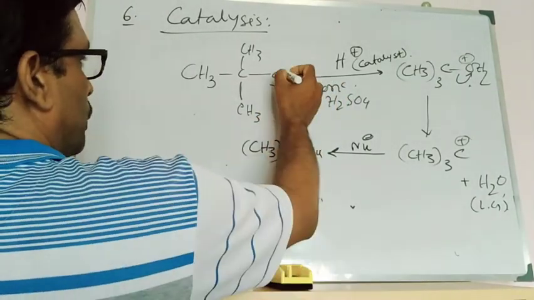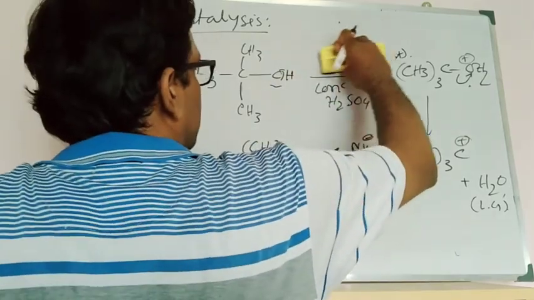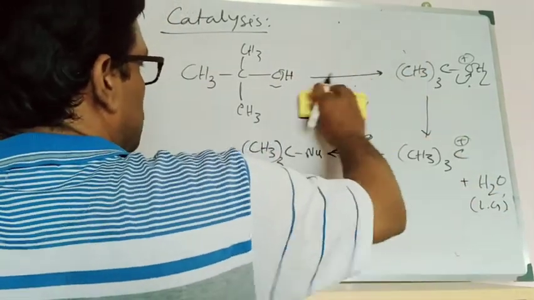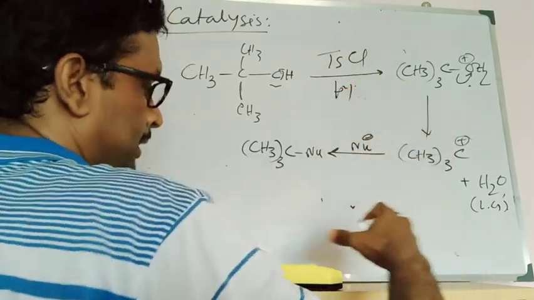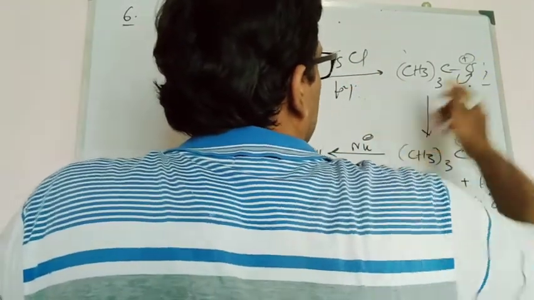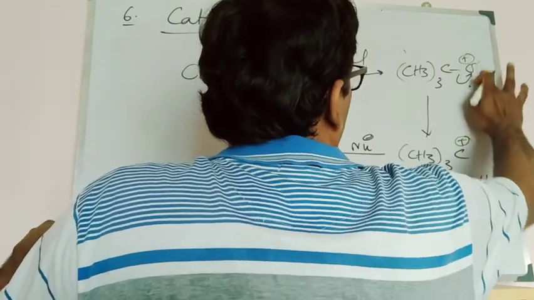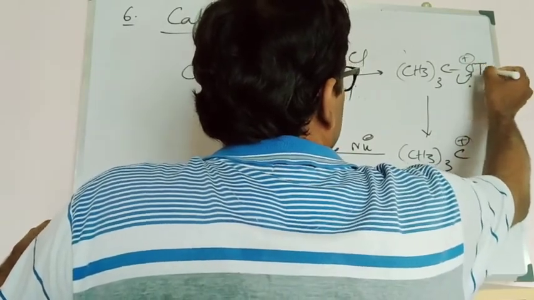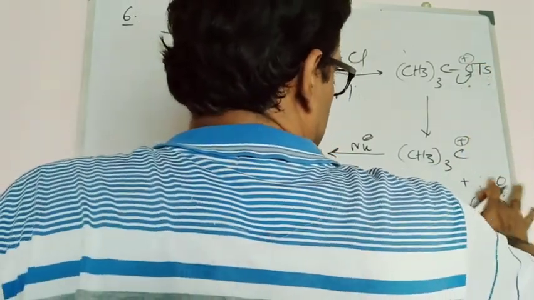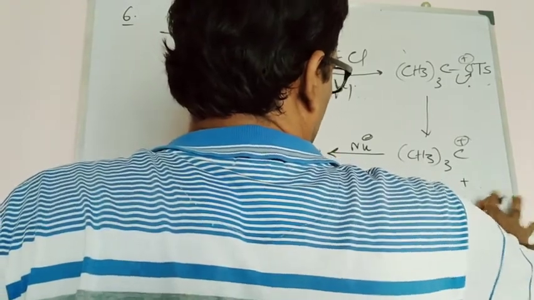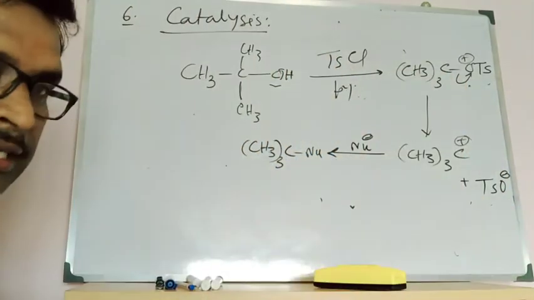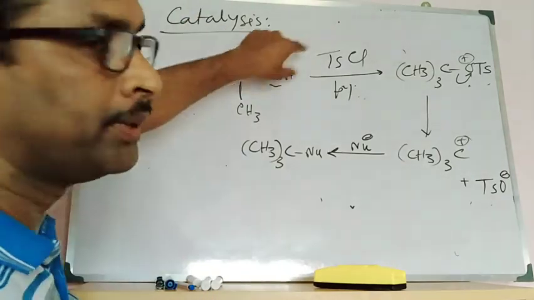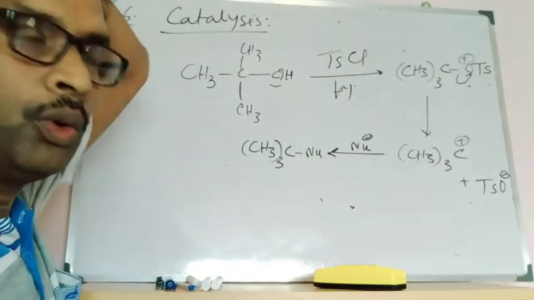Yes or no? The OH is present here. If you react this with tosyl chloride, in the presence of pyridine, then look, this group will be converted to the OTs. All of you know that OTs is a very good leaving group. Okay, TsOH is actually not the catalyst. This is the technique by which a bad leaving group can be converted to a good leaving group.